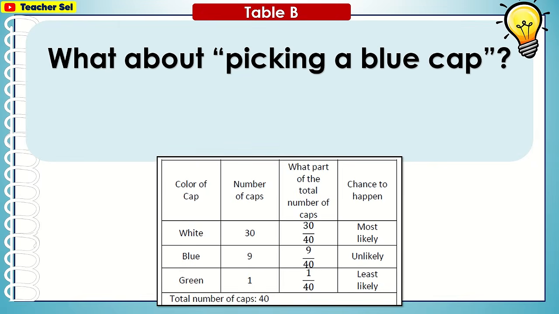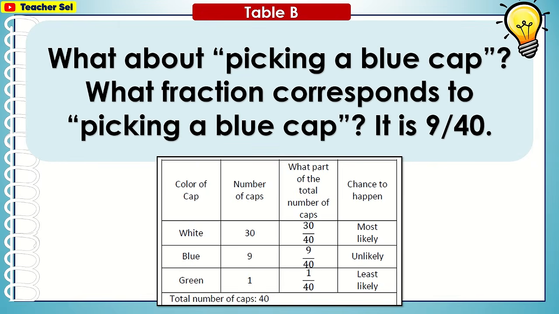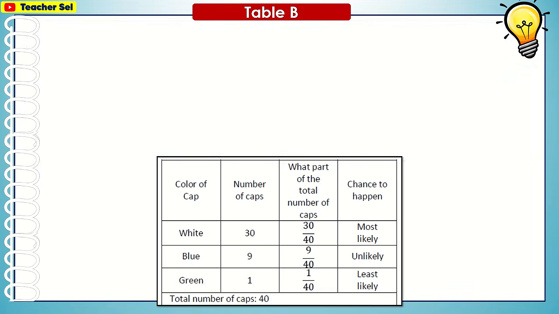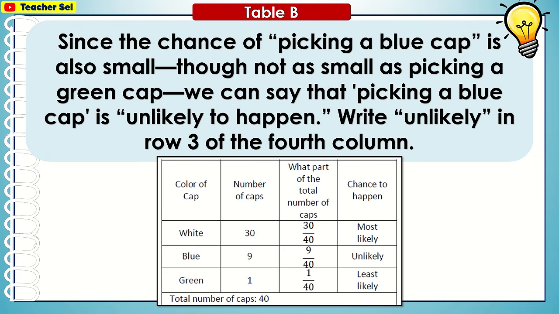What about picking a blue cap? What fraction corresponds to picking a blue cap? It is 9/40ths. Since the chance of picking a blue cap is also small, though not as small as picking a green cap, we can say that picking a blue cap is unlikely to happen. Write unlikely in row 3 of the fourth column.